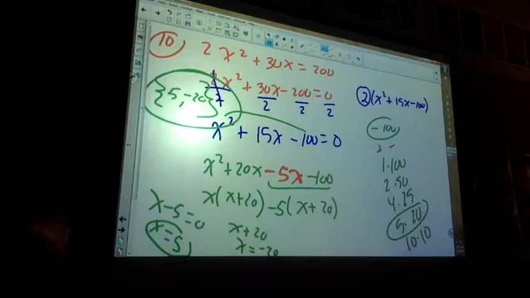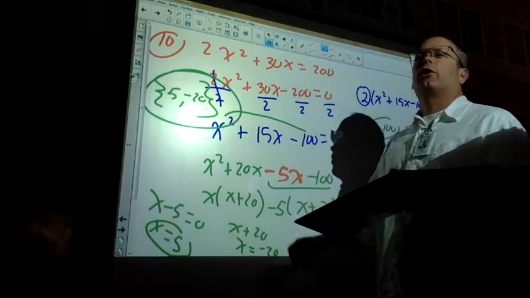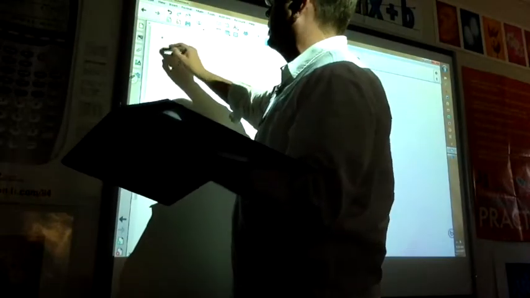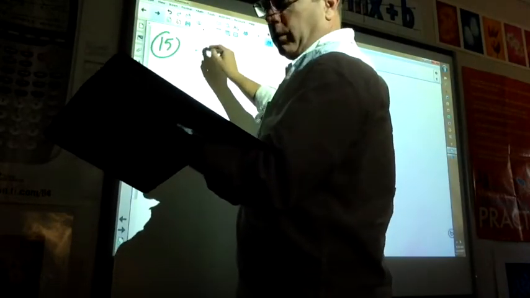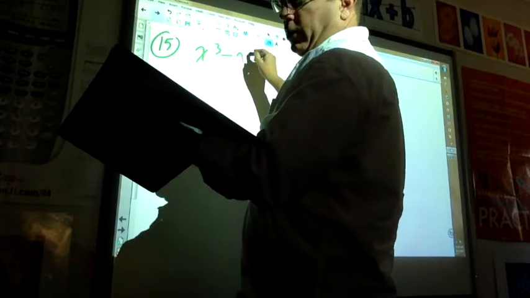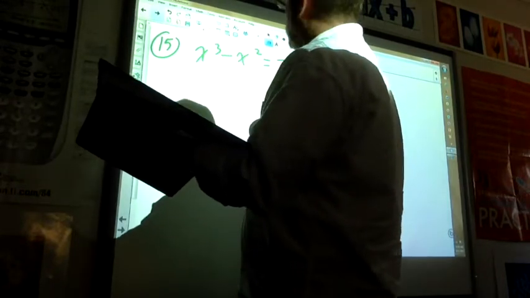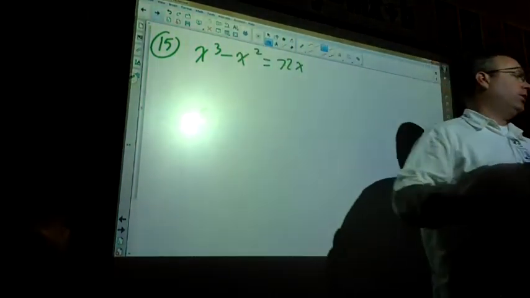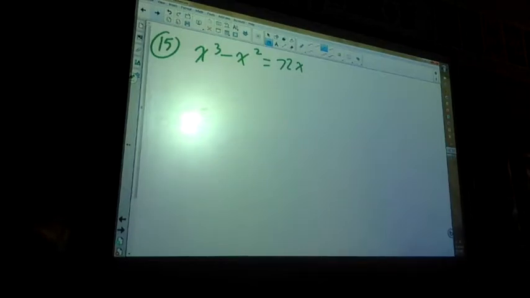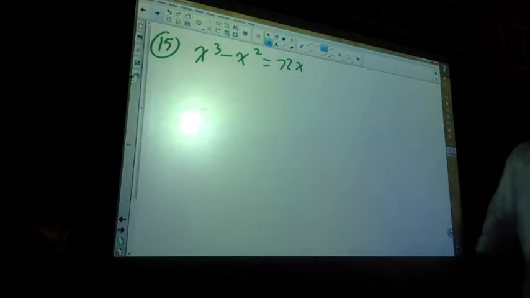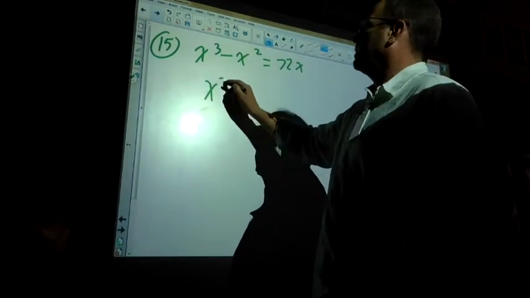15. Whoa. It's to the third power, so we'll have possibly 3 answers. So I have x to the third minus x squared equals 72x. I want to move the 72x over. Is that okay, Jared? So I'll subtract 72x from both sides and wind up with this.